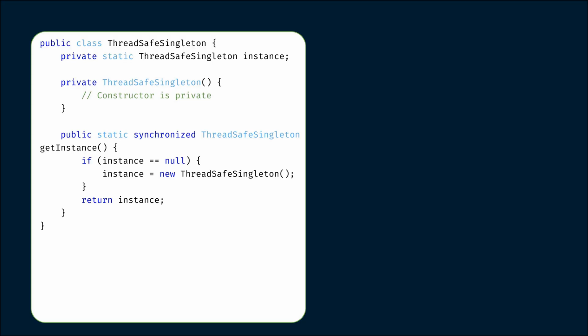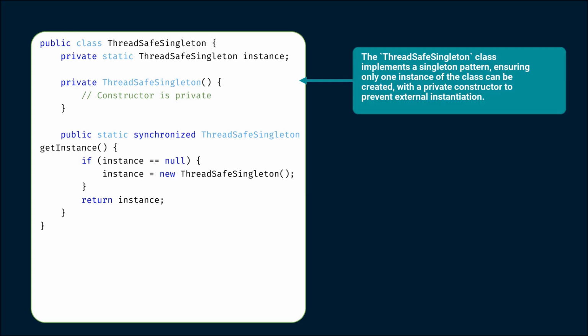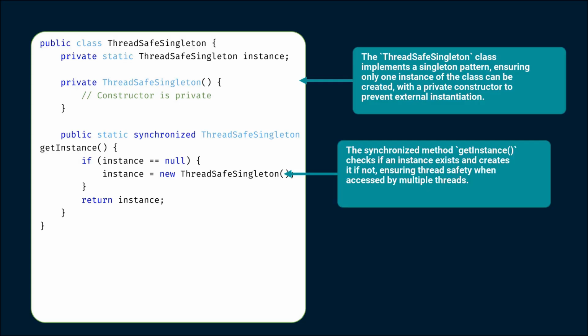Now let's see how we can implement a thread-safe Singleton pattern in Java. The thread-safe Singleton class begins with a private static variable, instance, which will hold the single instance of the class. By making the constructor private, we prevent external classes from creating new instances. To ensure that our Singleton can be safely accessed from multiple threads, we introduce a synchronized method, getInstance. This method first checks if instance is null, and if it is, it enters a block where it initializes the instance. The use of the synchronized keyword guarantees that only one thread can execute this block of code at a time, thus preventing simultaneous access and potential multiple instantiations of the Singleton.